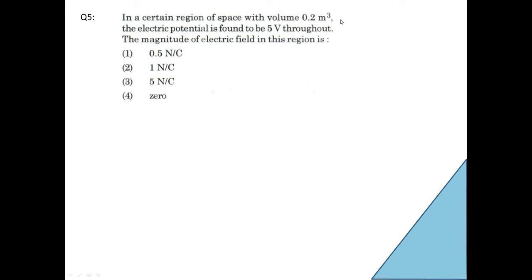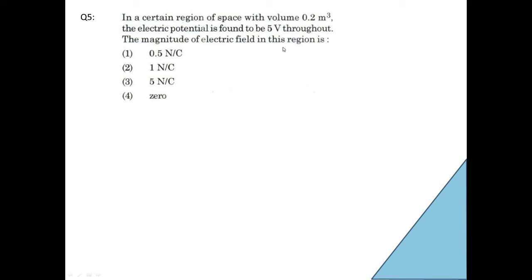In a certain region of space with volume 0.2 meter cube, the electric potential is found to be 5 volt throughout. The magnitude of the electric field in this region is: option 1, 0.5 Newton per coulomb; option 2, 1 Newton per coulomb; option 3, 5 Newton per coulomb; option 4, 0. Okay. So 4 options are given.